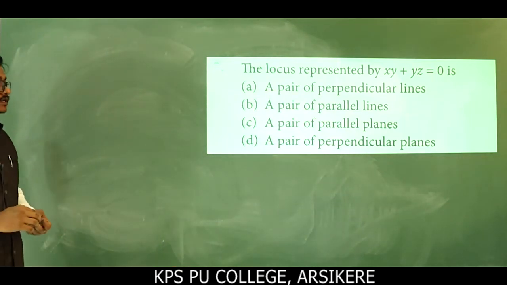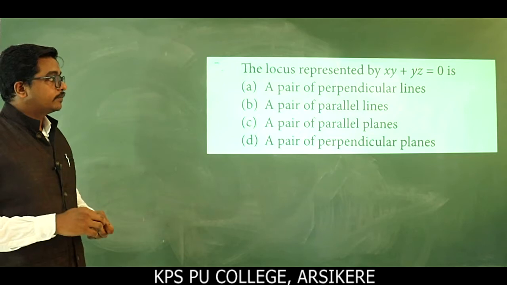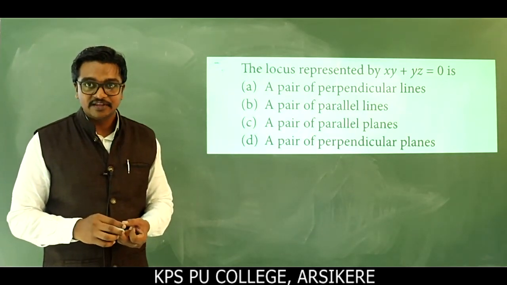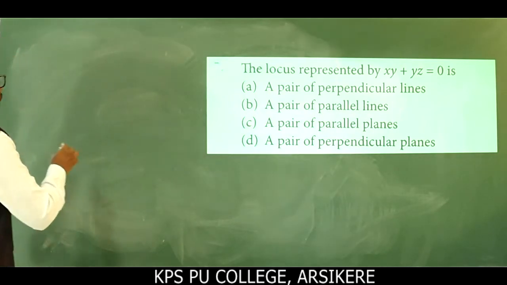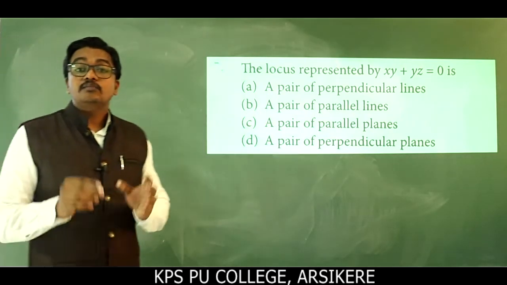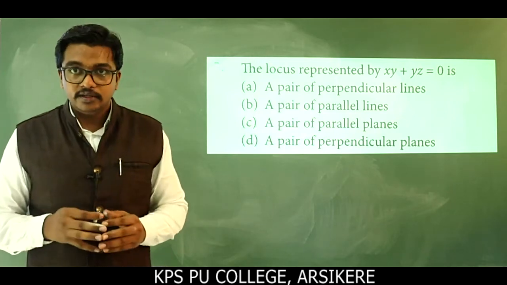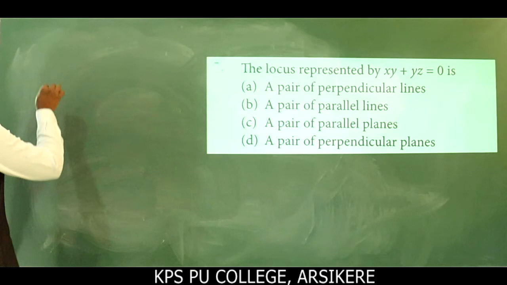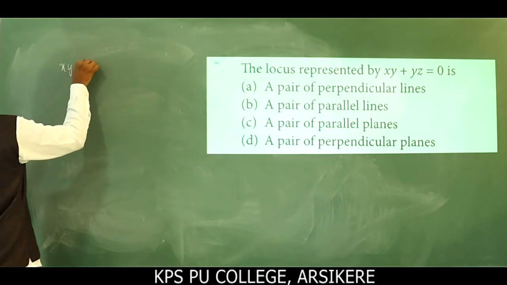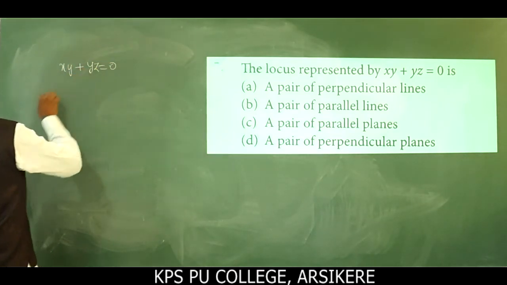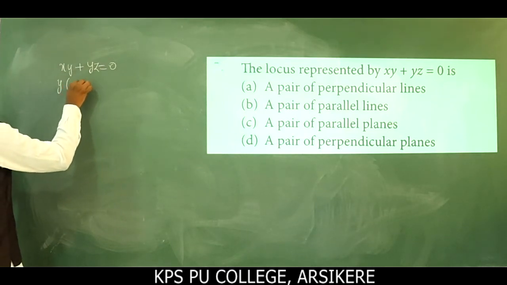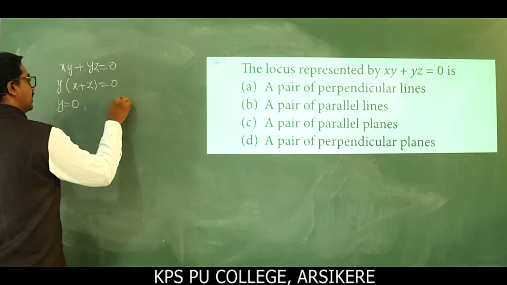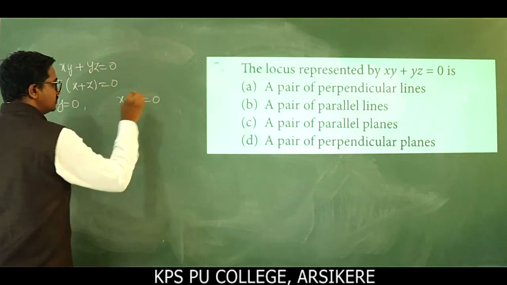Question number 7 is an example question. The locus represented by xy plus yz is equal to 0 is. We need to find the locus. So locus is nothing but the path traced by a moving point. Just remember, path traced by moving point. So here we have xy plus yz is equal to 0. Take y as common, then we are left with x plus z is equal to 0. So y is equal to 0 and x plus z is equal to 0.